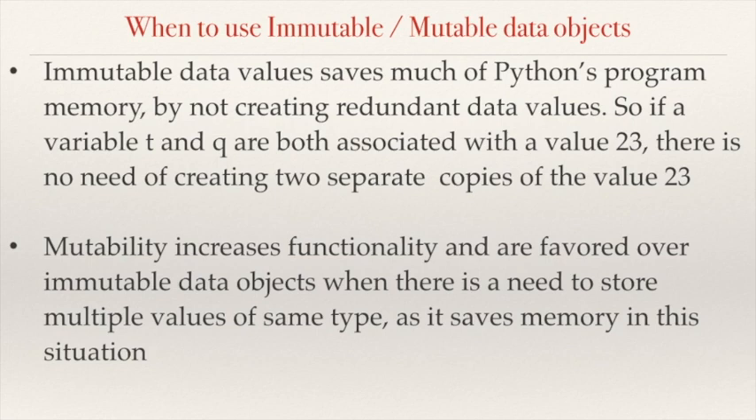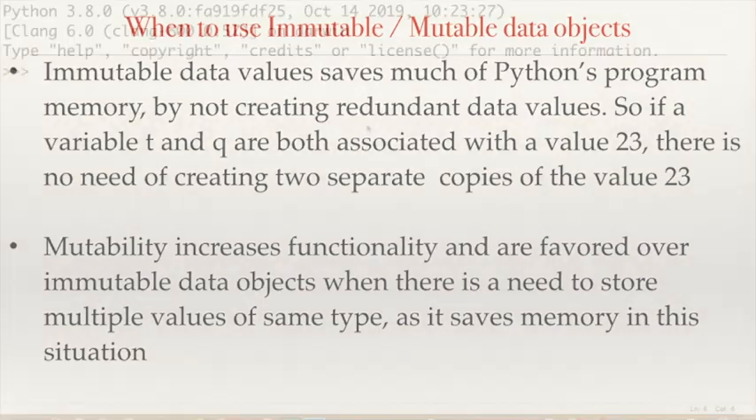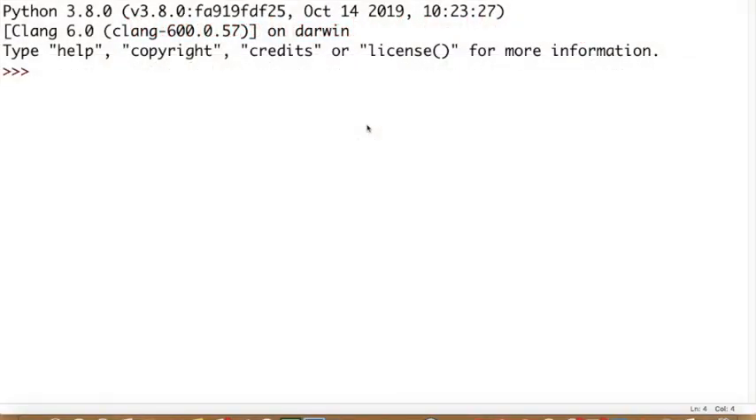So let us justify these two points with the help of an example. The first point was that immutable data types often help us to save memory when we are in need of declaring few variables. Let us justify it with the help of an example. Let us declare a variable called r and associate it with a value 78. Now, if I am printing the value of r, it shows us 78. Now, if I am going to again declare a variable g, and again associate it with the same value 78, and if I am printing the value of g, it shows 78.